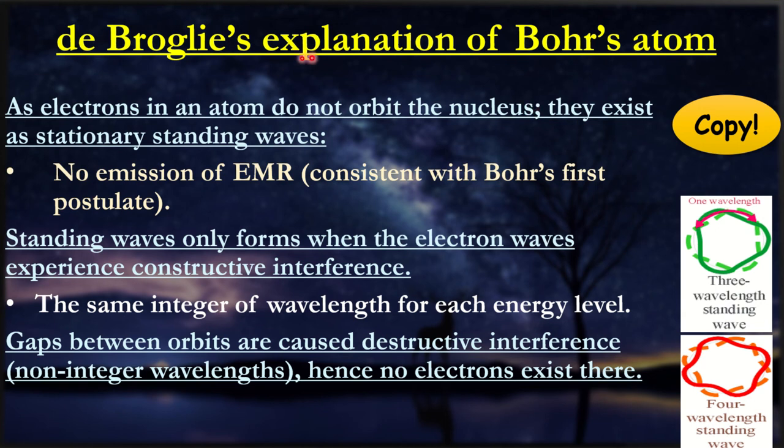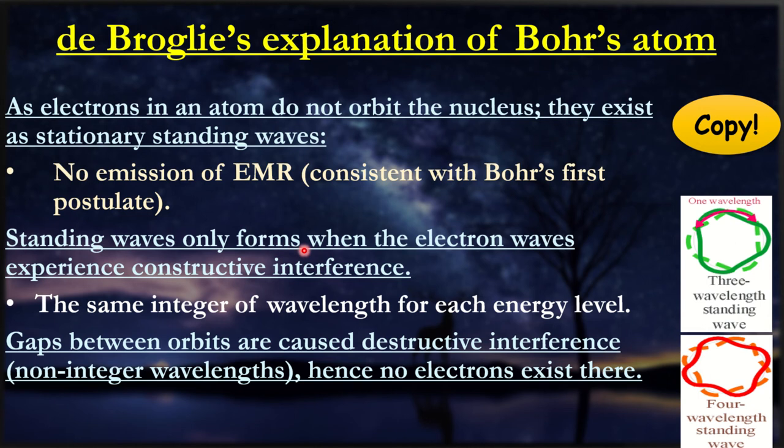Alright, so let's summarize what de Broglie's explanation has given to the Bohr atom. Electrons don't orbit the nucleus because they exist as standing waves, which explains why there is no emission of electromagnetic radiation. This is consistent with Bohr's postulate that the circular orbit is stable. The reason it's stable is because the electrons are stationary standing waves. They're not actually moving around the orbit of the nucleus.